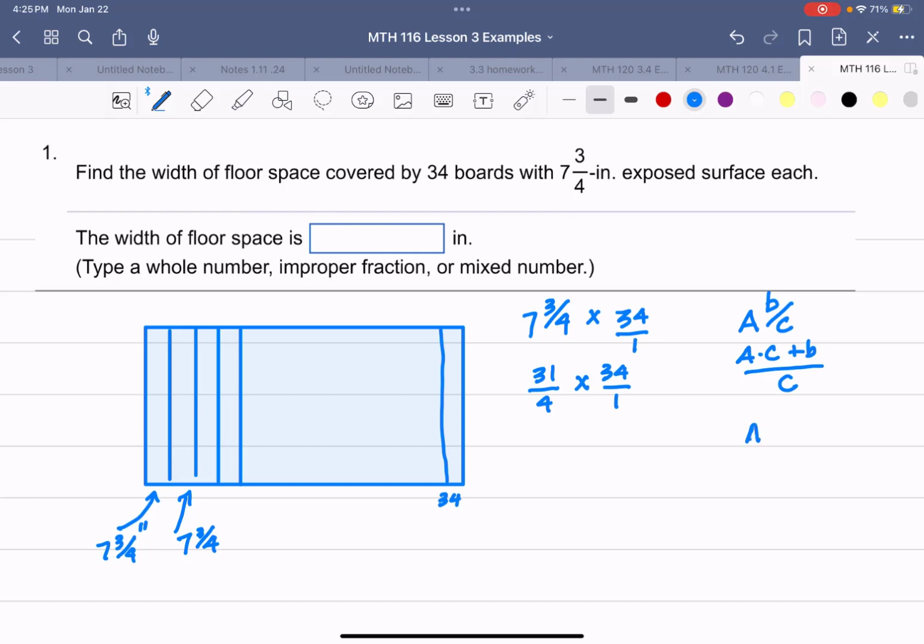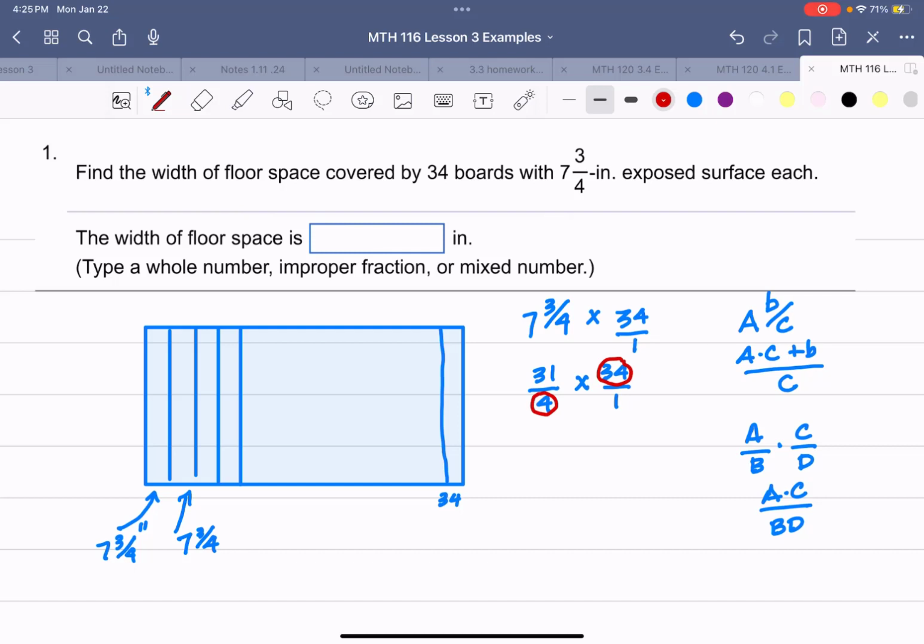Now the fraction rule, A over B times C over D, is to multiply across the top and multiply across the bottom, and then you have to reduce to lowest terms. Or if you see anything from the bottom that has a factor that's the same as something in the numerator, you can reduce even though they're not directly on top of each other.